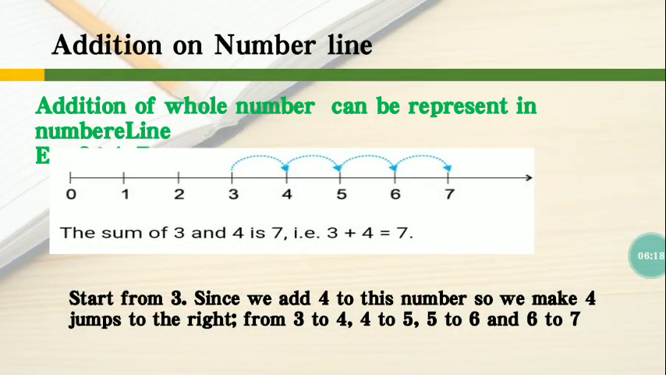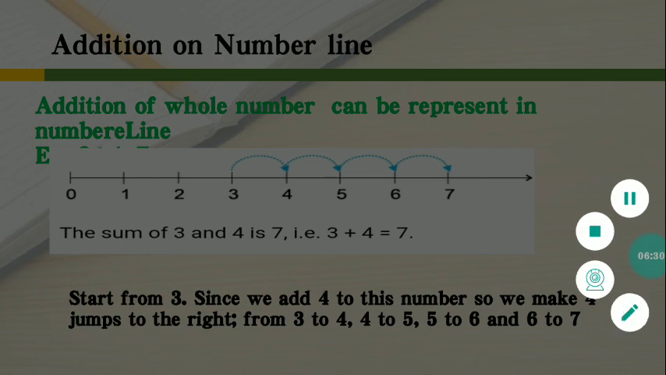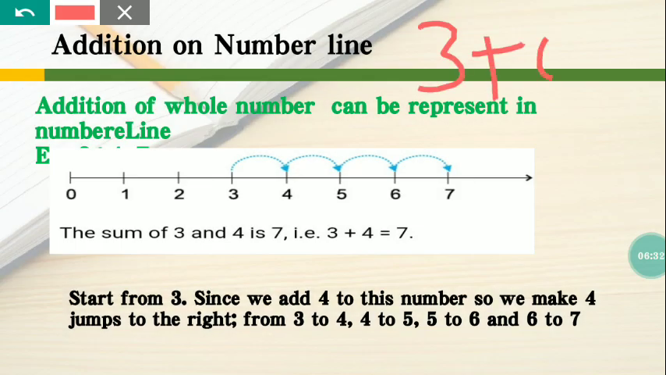Okay, next we come to addition on the number line. When we add two whole numbers, how can we represent this on the number line? Suppose the first example is the sum of 3 and 4. We already know that 3 plus 4 is equal to 7. So how do we represent this on the number line?